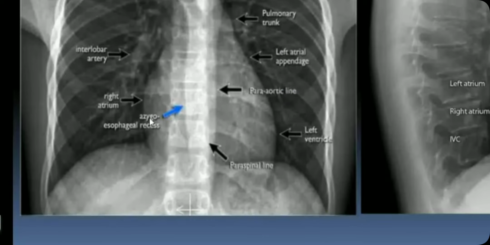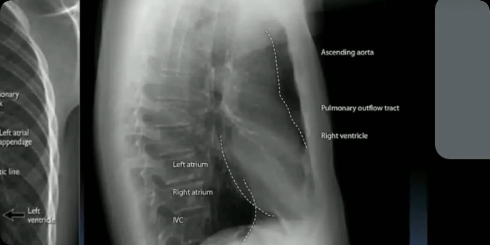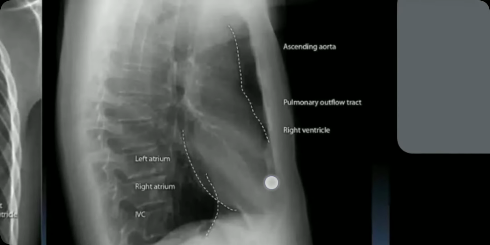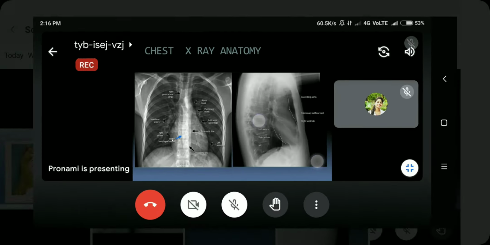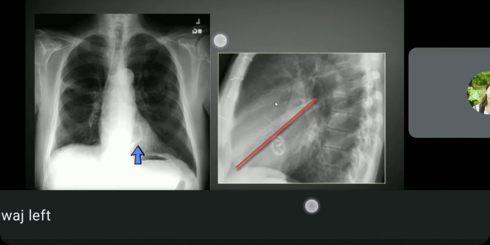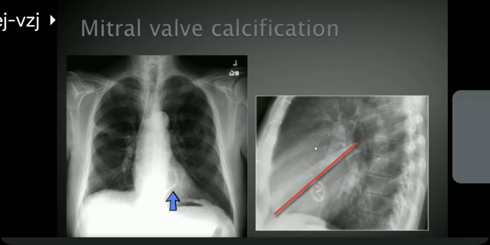Okay, so let us go to some of the pathology. This is the lateral view. You can see the borders. There are the left atrium border and right atrium border. So let me show you some pathological diagrams. Here you can see the mitral valve calcification. If the mitral valve is calcified, we can appreciate it very clearly.